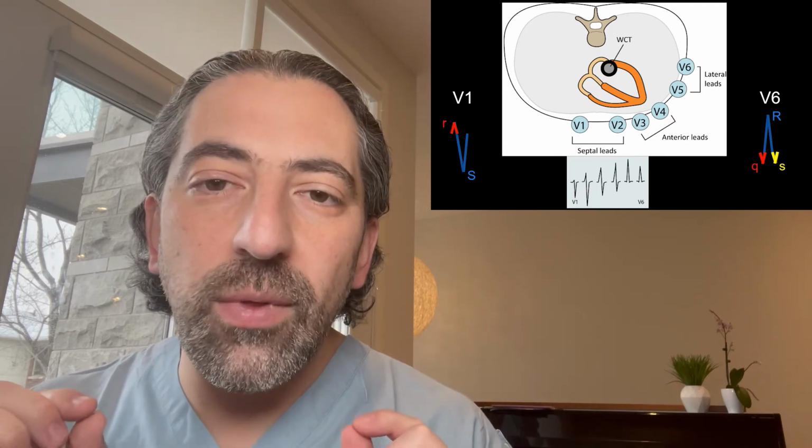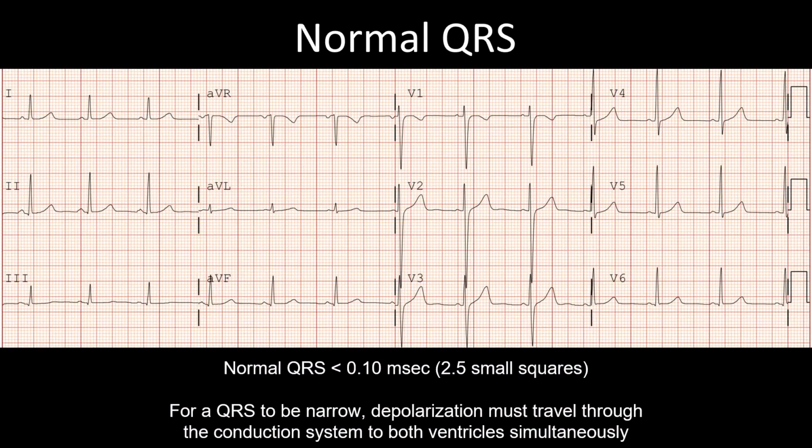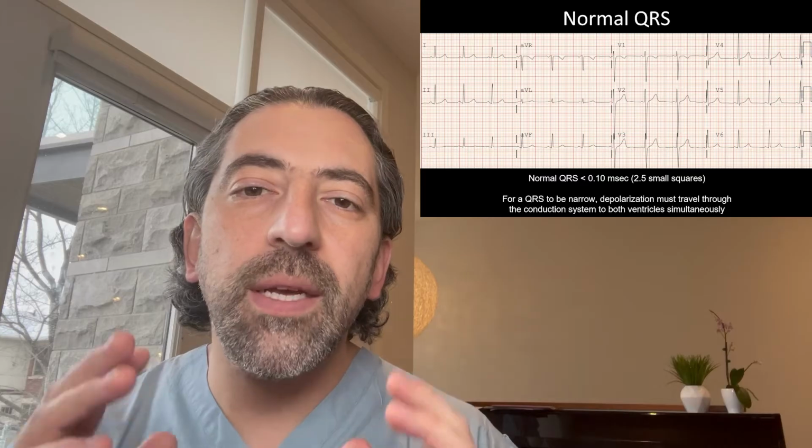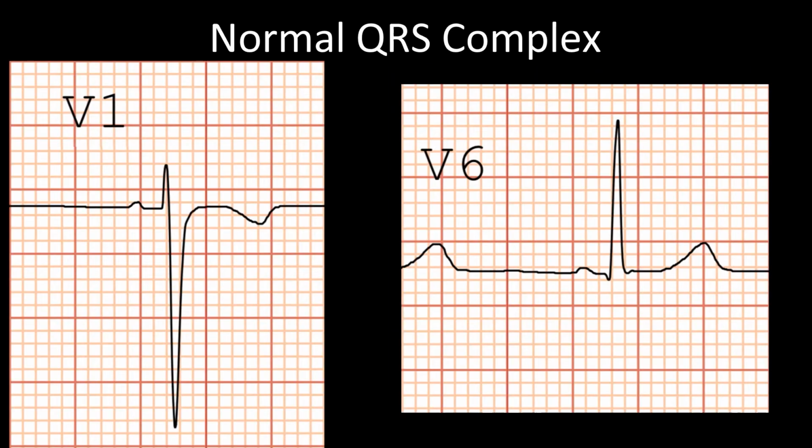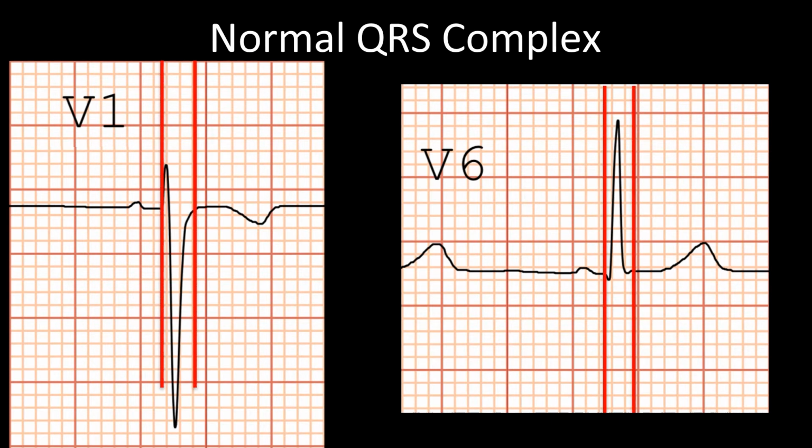But when it proceeds through the His-Purkinje system and both ventricles depolarize simultaneously, you will get a narrow QRS because the speed of depolarization of the ventricles will be very fast. And the duration of a normal QRS is less than 0.1 milliseconds, which is less than 2.5 small squares. And here, if we zoom to leads V1 and V6, we'll see that the QRS duration is less than 2.5 small squares, so this is a normal QRS width.